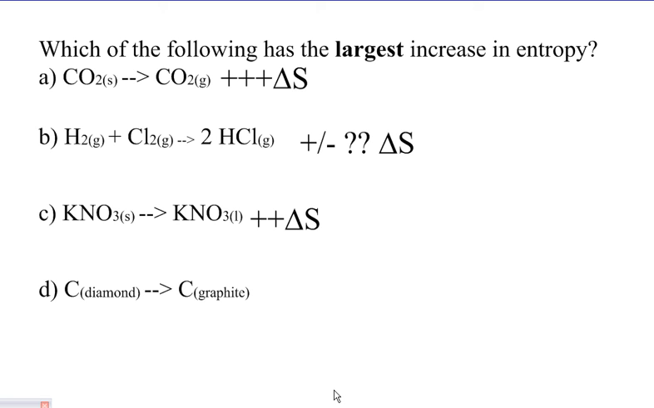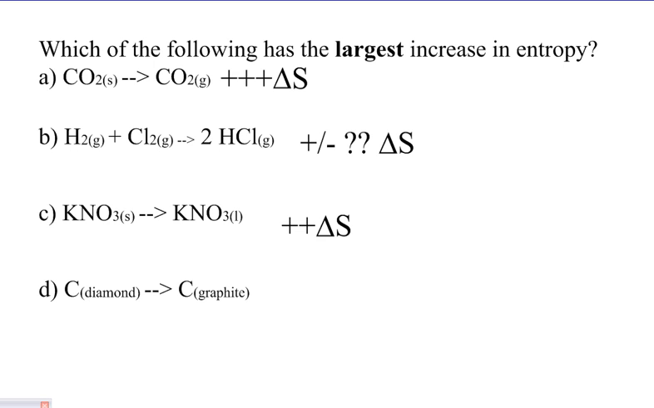Lastly, we have carbon as diamonds becoming carbon as graphite. Well, diamond is that thing on your mom's ring, in case you didn't know, and graphite's what you keep in your pen. Obviously, the diamond in a ring is going to be more ordered than the graphite in your pen, because when you scratch something with a diamond, it doesn't fall apart. But if you take your pencil and run it across the paper, it leaves trace amounts of carbon, and that's what you're seeing. So this must be an increase in entropy as well.